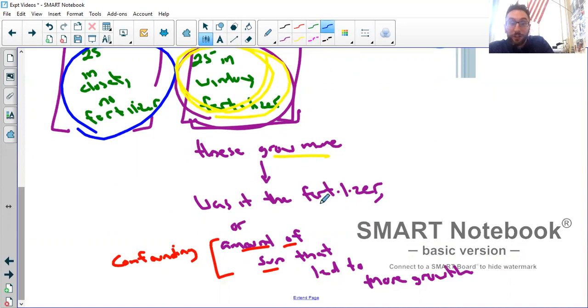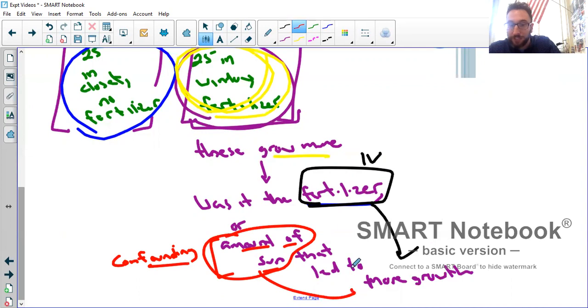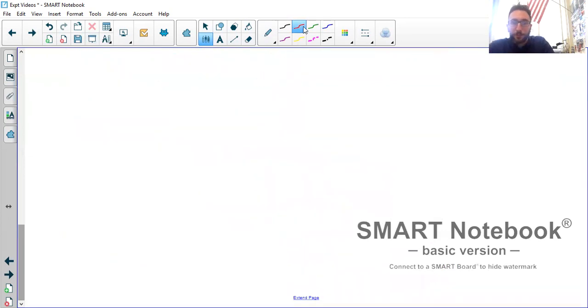Was it because of the explanatory variable that we're trying to manipulate, the IV? Did that lead to more growth? Or now I'm confused, I don't know. Did the fertilizer actually lead to more growth? Or was it the amount of sunlight, this confounding variable? Is that what led to this increased or enhanced growth? We can show that with a diagram. So, kind of a recap here.